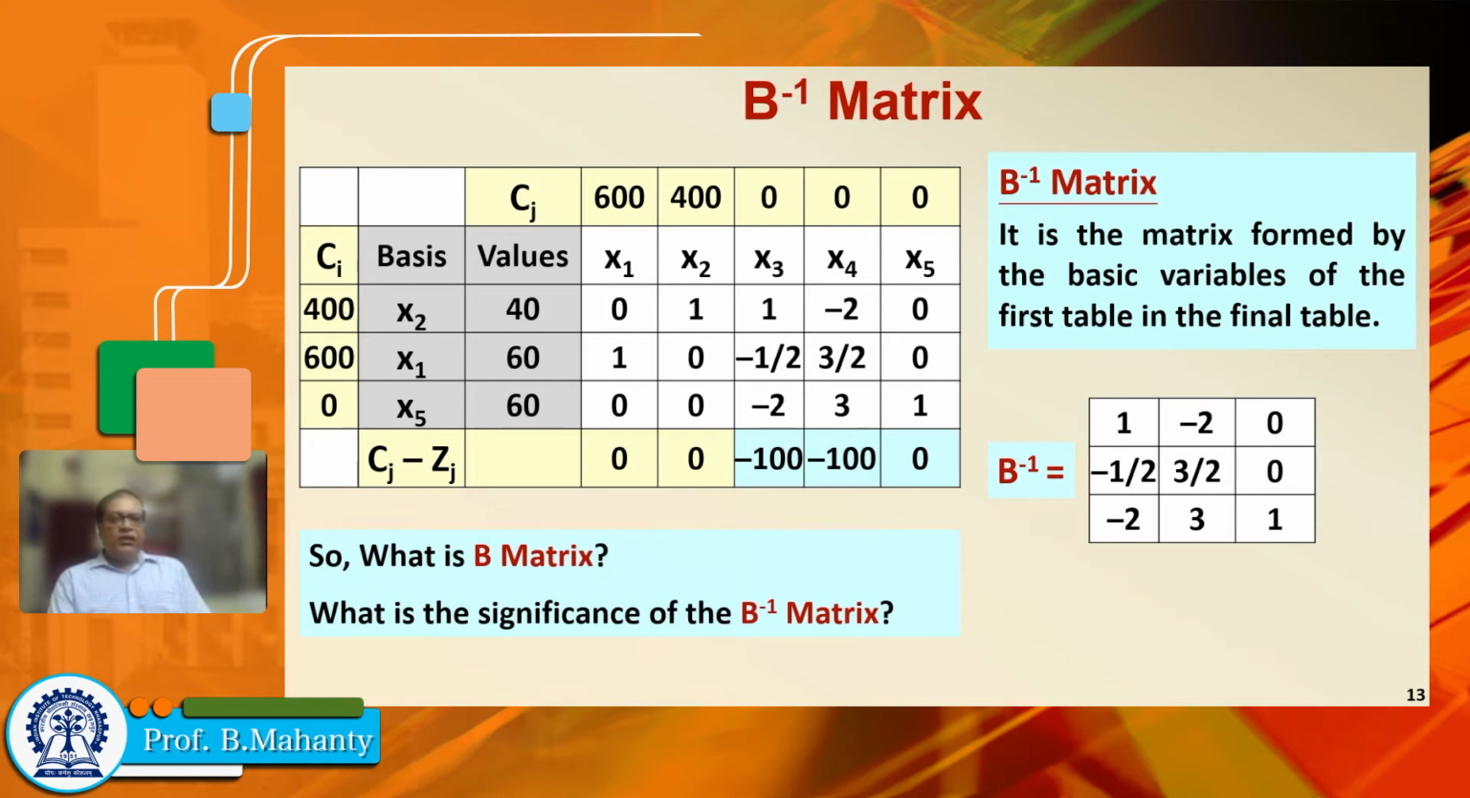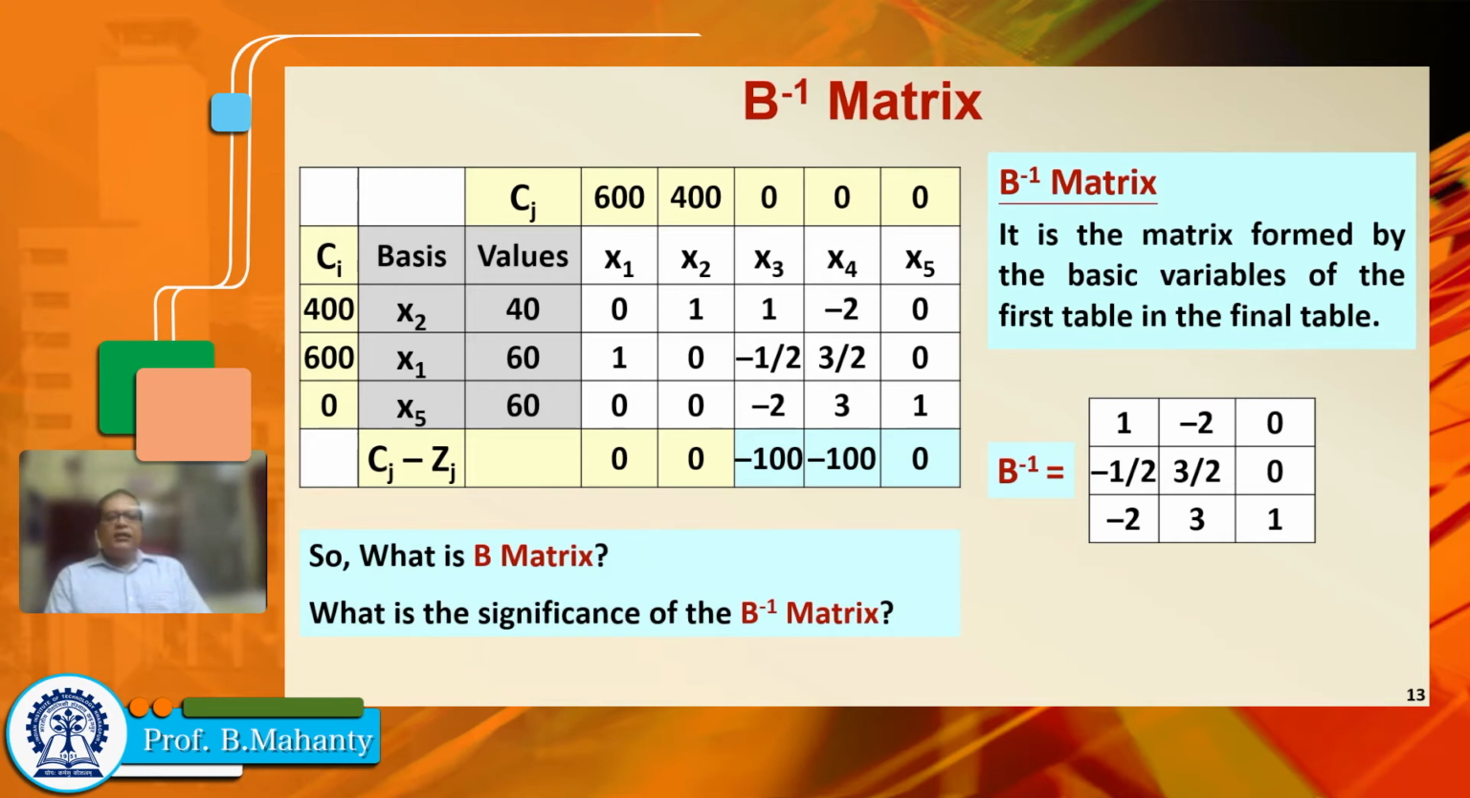So the language looks a little cryptic, but you have to be careful. The basic variables of the first table. So in the first table, the basic variables were x3, x4 and x5. So the matrix that is formed by those variables in those columns in the final table is called the B inverse matrix. So what is the value of the B inverse matrix for this problem? It is 1, minus 2, 0; minus half, 3 by 2, 0; minus 2, 3 and 1. So that is what is written here. So that is the B inverse matrix.